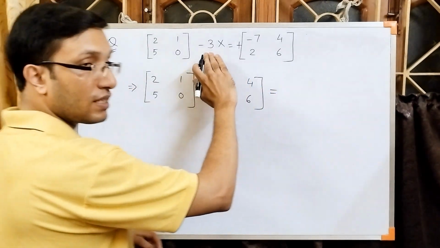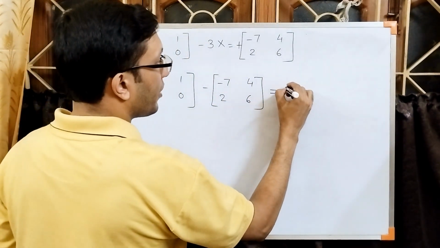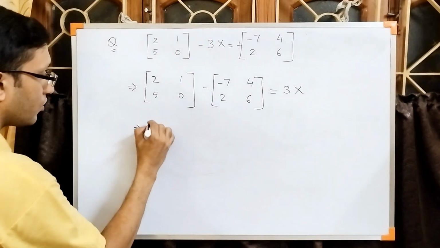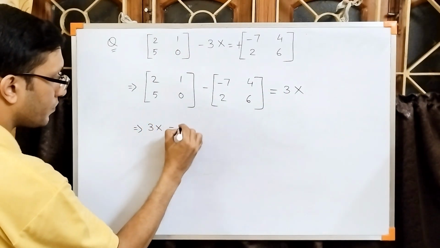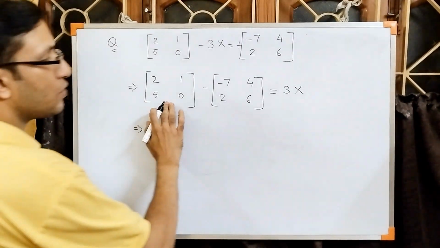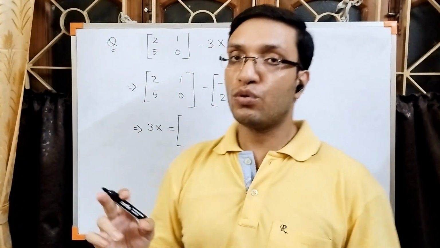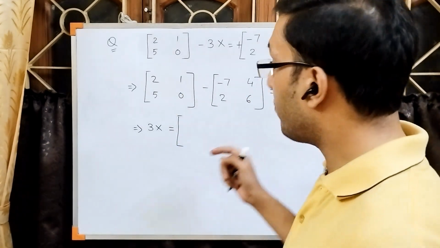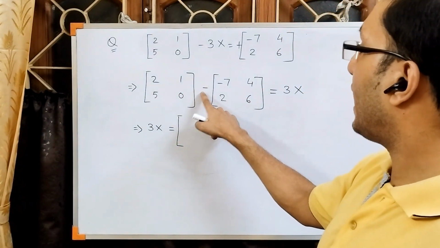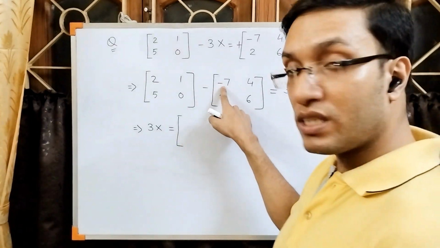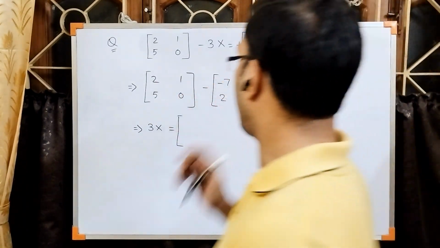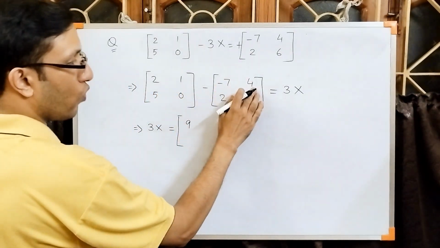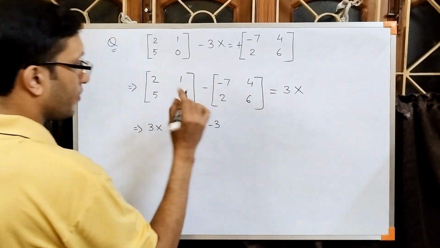And if we transpose this negative 3x on the right side, it becomes positive 3x. So we can write 3x is equal to, now see, both this one and this one are of the order 2 cross 2. I told you that when you have to subtract, the orders of both the matrices must be the same. So 2 minus of negative 7, minus into minus gives us a positive sign. So 2 plus 7, that gives us 9. 1 minus 4, that is minus 3.